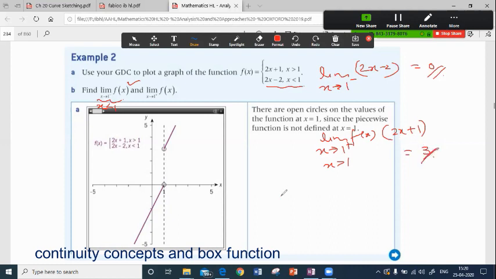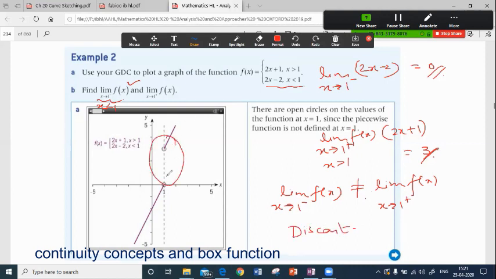Right? Now, do you see this? Limit f of x as x tends to 1 minus and limit f of x as x tends to 1 plus are not equal. And hence the function is discontinuous. And that is very much evident here. There's no continuity here. If it is connected this way, it's a different story. It's not so connected. I hope it is understood.